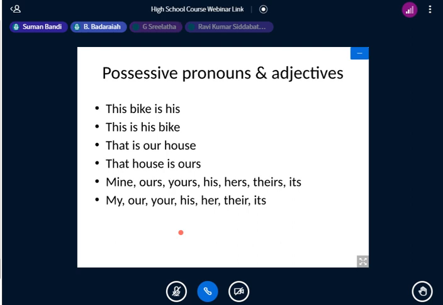Here in this case, you may be confused because the form is the same. But look at the next example. That is our house, but this is an adjective. But you have converted it into a pronoun: that house is ours. S has come, but no apostrophe S. So this is the difference. So third sentence, that is our house. What is this, adjective or pronoun?